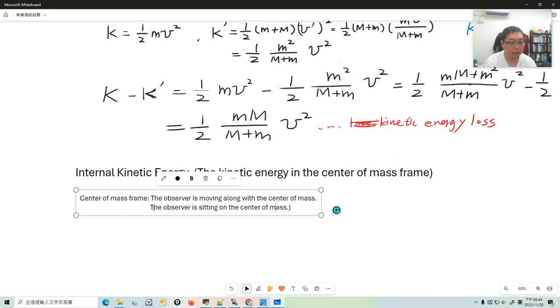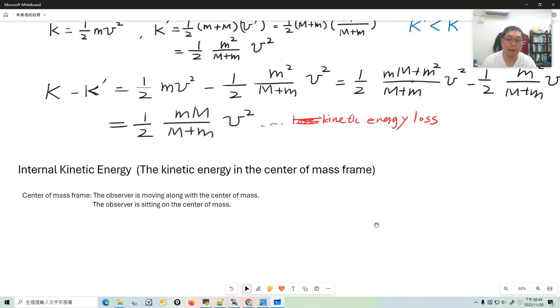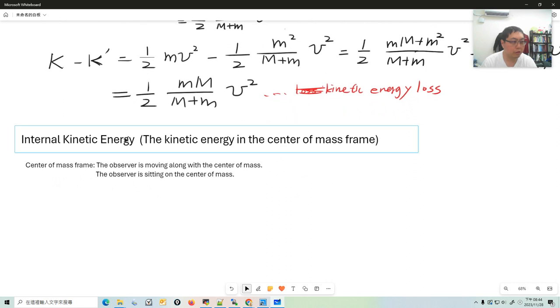The kinetic energy in the center of mass frame is called the internal kinetic energy. We will reach the conclusion that the internal kinetic energy is the maximum possible kinetic energy you can lose during an inelastic collision. Let's calculate the internal kinetic energy based on this definition, using the ballistic pendulum as an example. The internal kinetic energy is the kinetic energy in the center of mass frame.